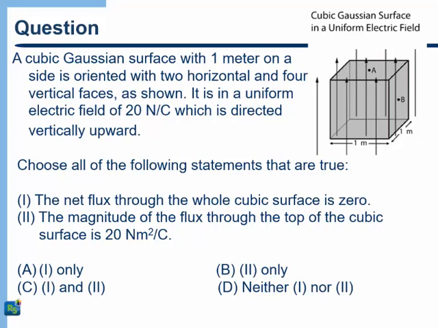A cubic Gaussian surface with 1 meter on a side is oriented with 2 horizontal and 4 vertical faces as shown. It is in a uniform electric field of 20 newtons per coulomb, which is directed vertically upward. Choose all of the following statements that are true. So go ahead and pause the video and see if you can figure this one out.